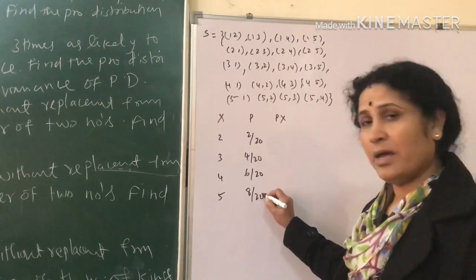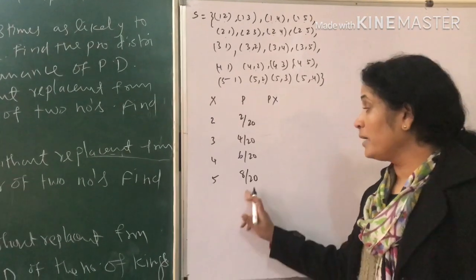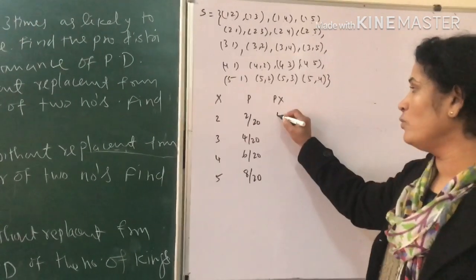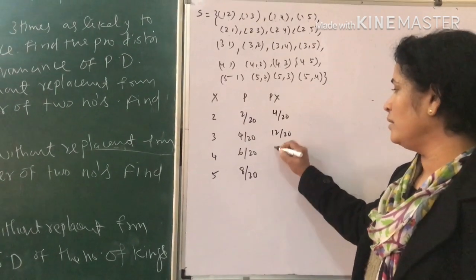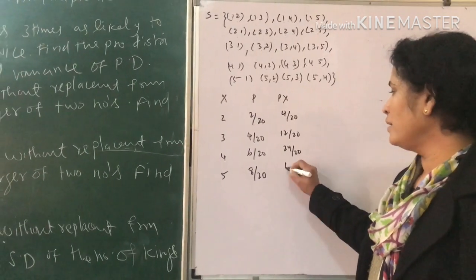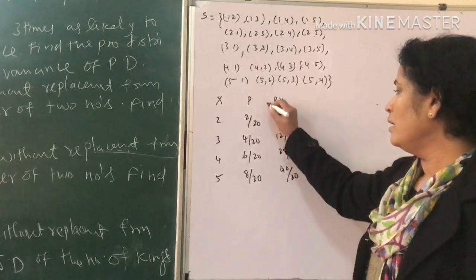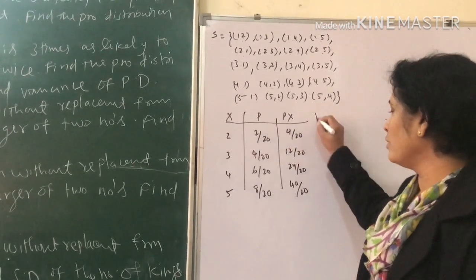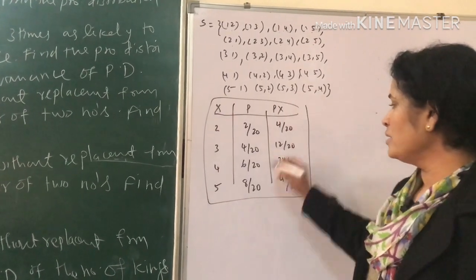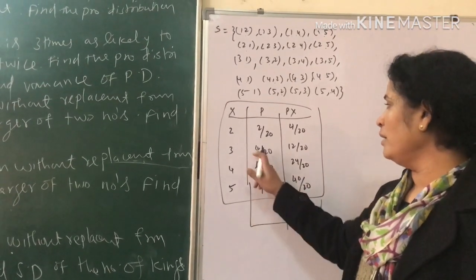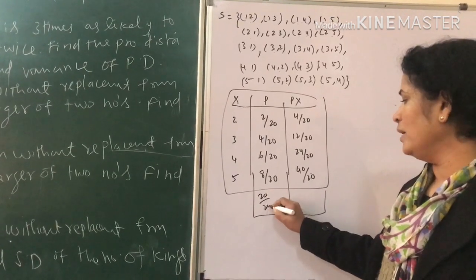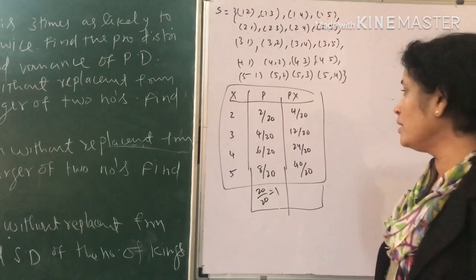8 out of 20. Are you clear how to write probability, how to find probability? Now Px, you know how to find 4 out of 20. Now multiply these two to get 12 out of 20, then 24 out of 20, and then 40 out of 20. Now find the summation, and you will automatically get what? The mean. Now that is equal to, so here is 8, 14, 18, 20. 20 out of 20, that's why we say this is a probability distribution.